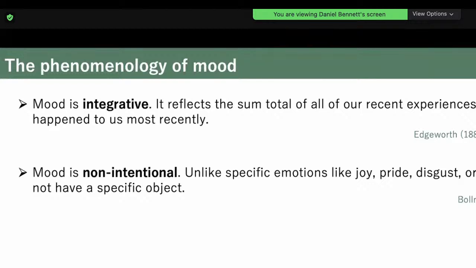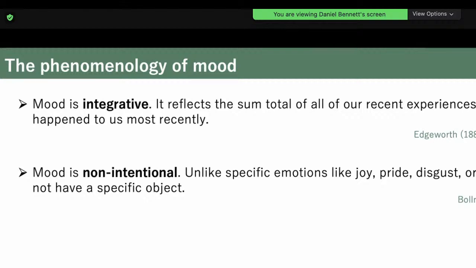The second property, specifically from the philosophy of emotion, is that people say mood is non-intentional, where intentionality is a specific term. It doesn't mean intending something. Here it means whether something has an object. If I forget some vegetables in the bottom of my fridge and I pull them out and I feel disgust, that disgust, that emotion, has an object. The object is the disgusting onions in my crisper drawer. You can think of similar things for a lot of other emotions like joy or pride or guilt. But what's often said about mood is that it doesn't have a specific object.